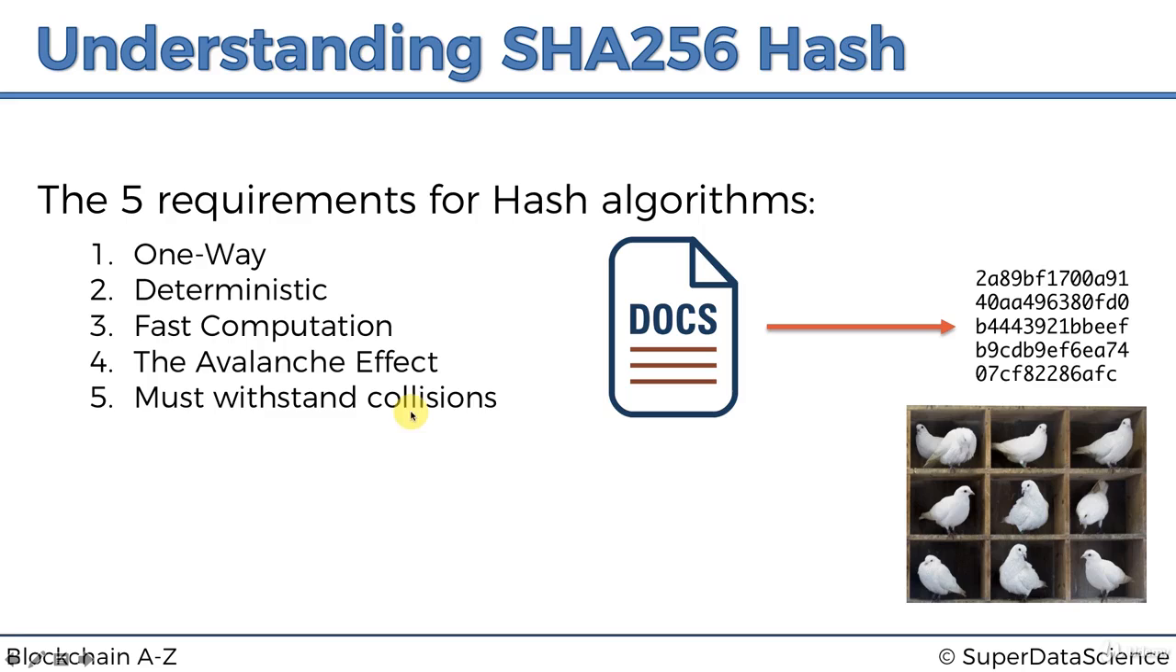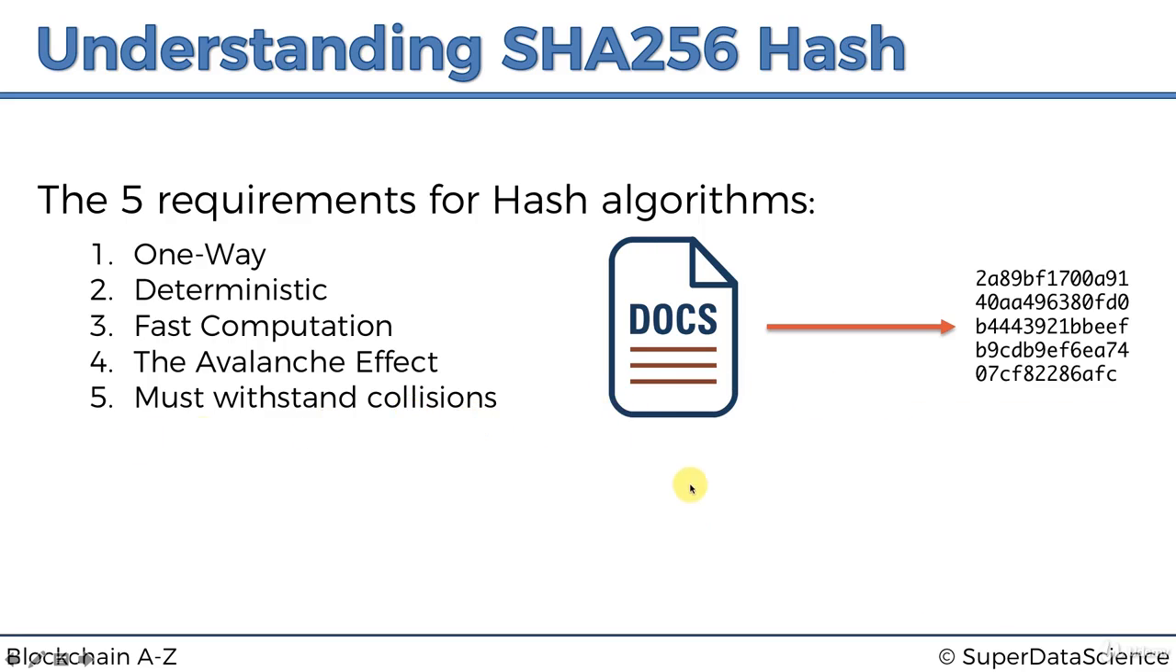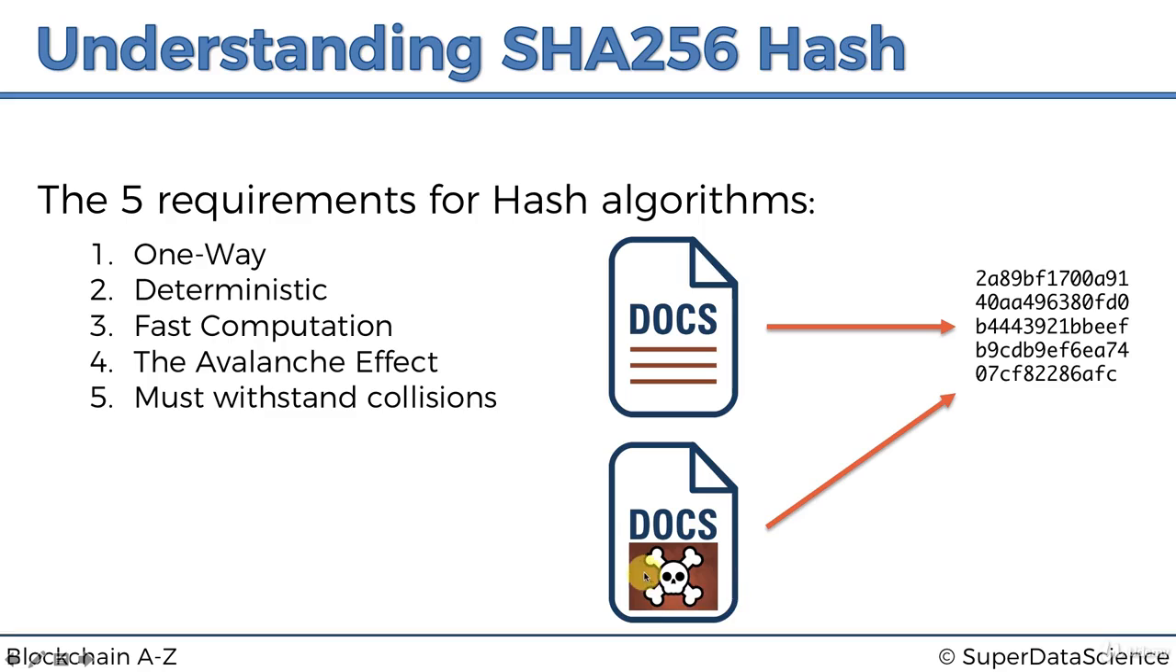But with must withstand collisions, what that does mean is that the algorithm needs to be able to withstand artificial collisions that, for instance, pirates can create, and that's a problem. If you can find a way to create these collisions, to make 2 different documents purposefully have the same hash, that's a problem, because then you can forge documents.